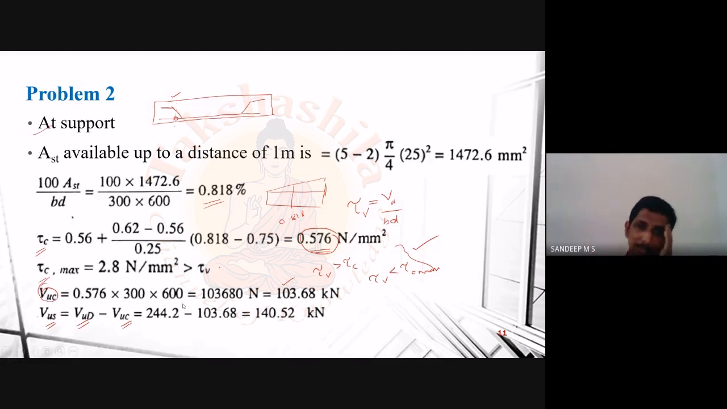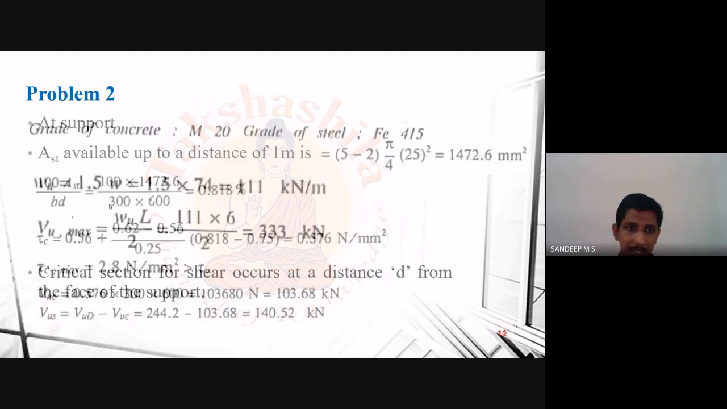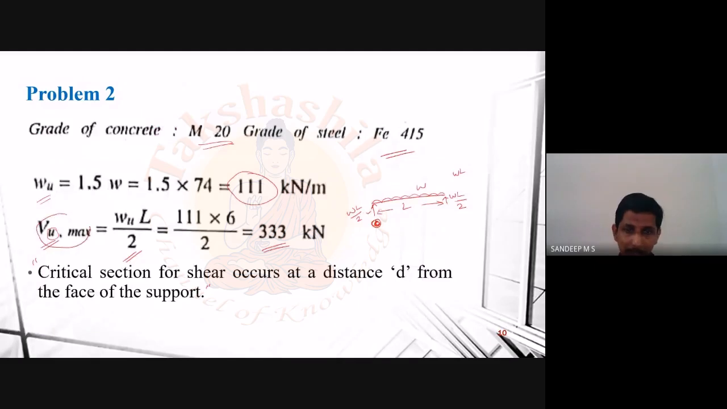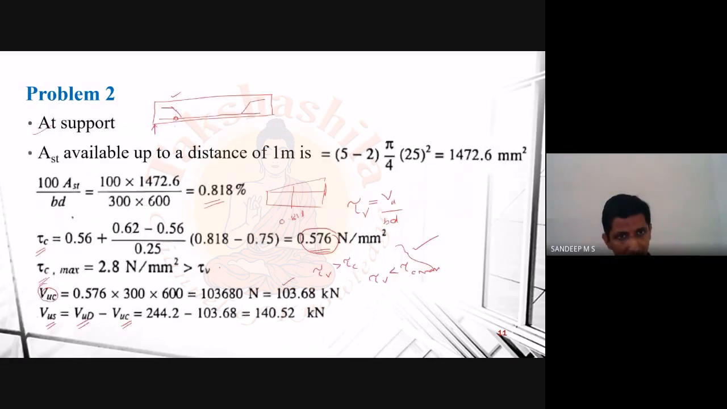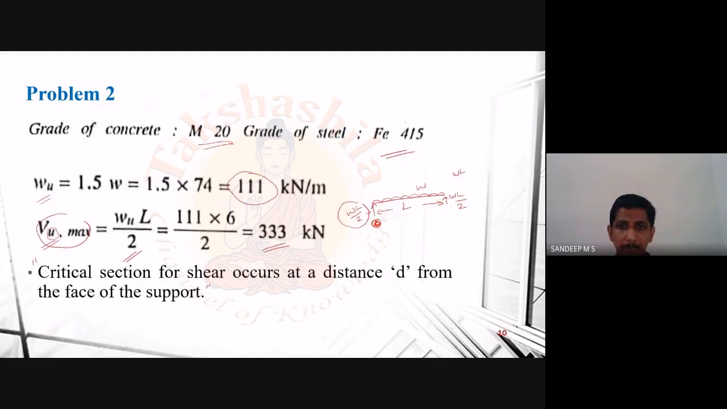Okay, in this problem, I am really sorry, they are not dealing with the support reaction. They are not calculating tau V based on VU max, which is our support reaction. As we told, we are just going with the critical section itself. So we know that the critical section, or rather AST, is available at a distance of 1 meter.